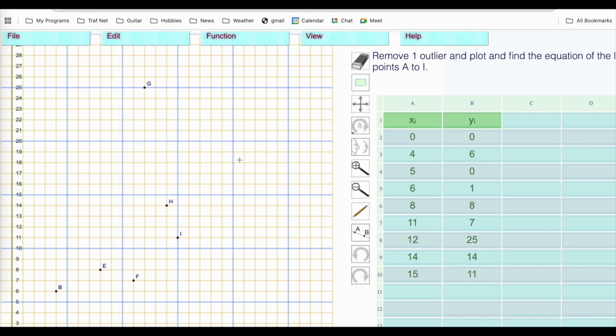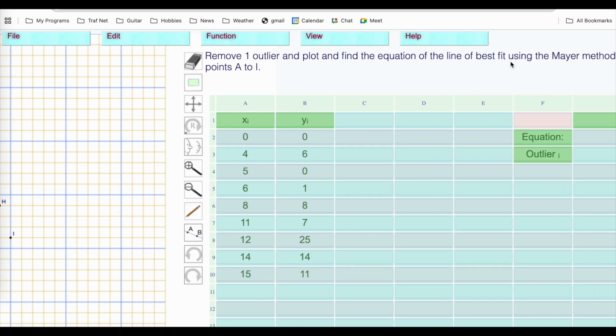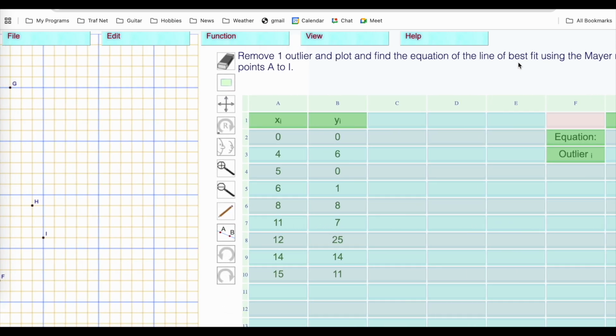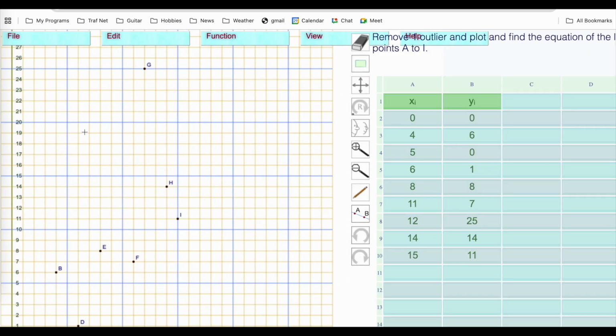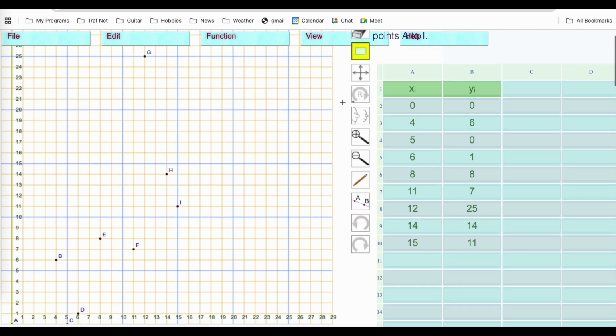Let's move on to level 6. Remove one outlier and plot and find the equation of the line of best fit using the Mayer method given points A to I. We can see A to I looks like G is our outlier. If you like, you can use the rectangle method to highlight that outlier.